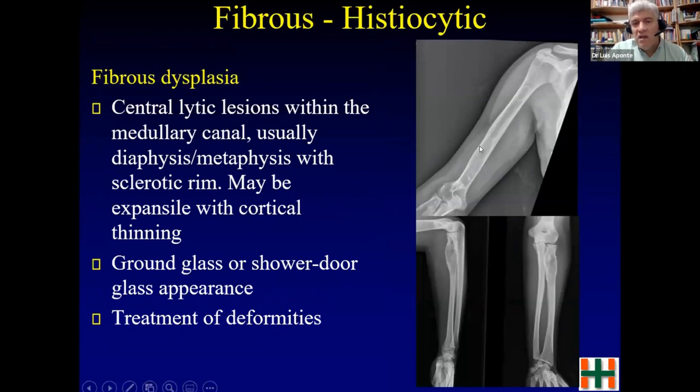But mainly, you can see these cases. It's a central lytic lesion. This is full of fibrous type of tumor. So you can see here in the radius, we call it the ground glass or shower door glass appearance, and we treat deformities. Although you can perform a curettage, if you perform a curettage, don't put bone graft, put a cortical, because it's going to reabsorb. It's like the bone there is going to form the fibrous dysplasia again.